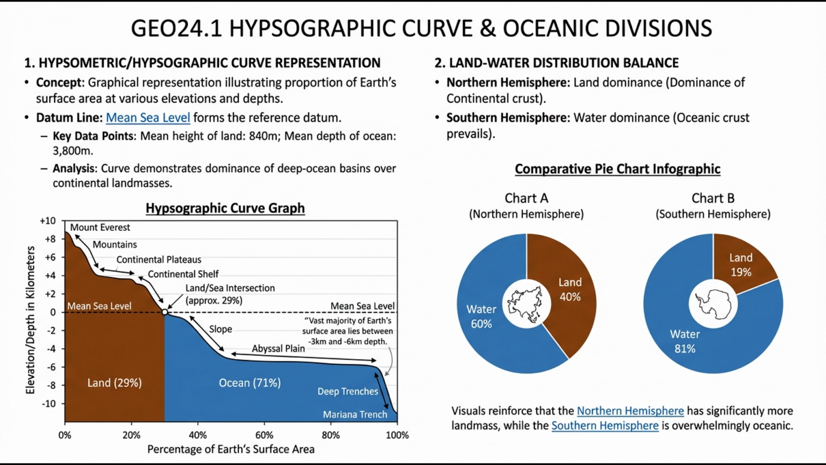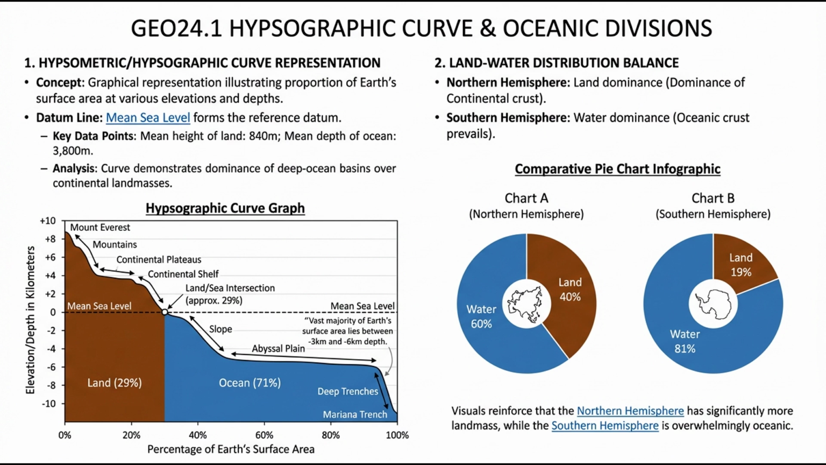The curve clearly demonstrates the dominance of water. Oceans continental landmasses के comparison में बहुत ज़्यादा vast और deep हैं. Now, shift your focus to the global balance shown in the pie charts. There's a massive asymmetry here. The northern hemisphere is often called the land hemisphere because roughly 40% is land. यहाँ civilizations, agriculture, and major river systems dominate. Contrast this with the southern hemisphere, the water hemisphere, where water covers a staggering 81%.